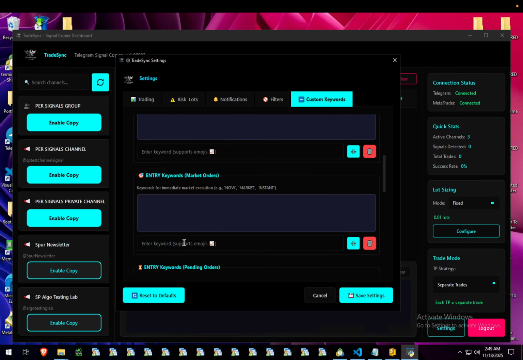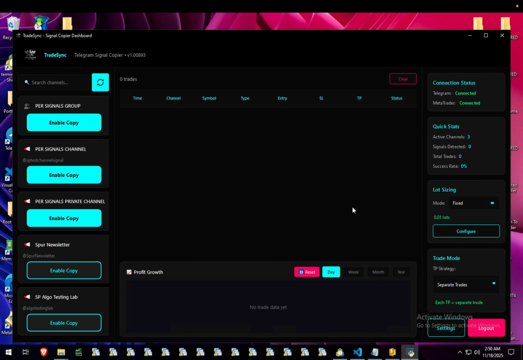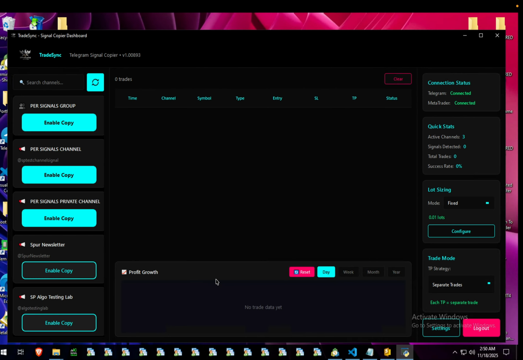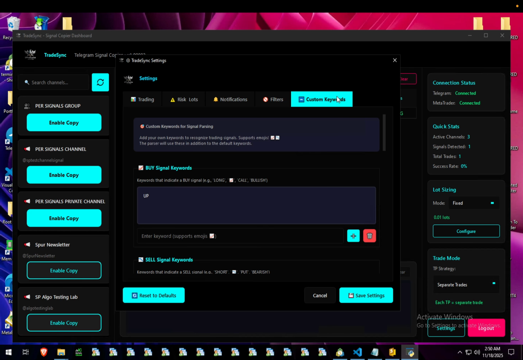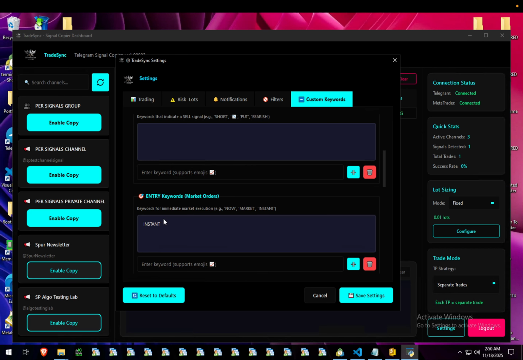To capture this signal, we add up to the buy signal keywords because it indicates a buy. Then add instant to the entry keywords, because that tells the system it's a market order that should be executed right away. As you can see, when the admin sends the signal again using that same pattern, the system now recognizes it and automatically picks up the trade. You can do the same thing for a sell signal, not just a buy. For example, if the admin uses the word down or any other term to indicate a sell, you can simply add that keyword to the sell signal keywords.